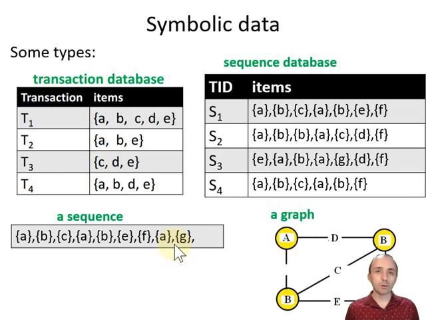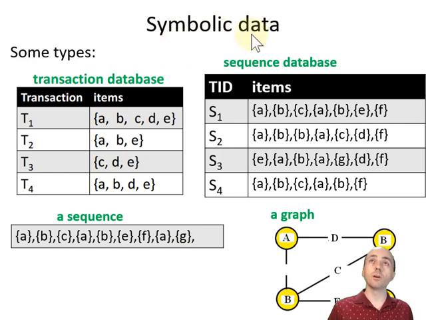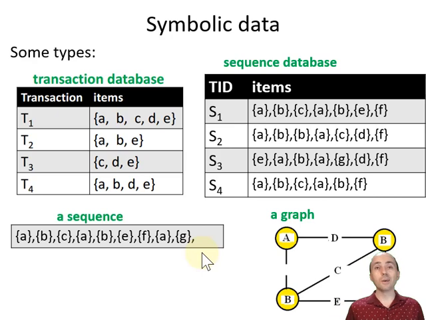So the type of data that I am interested in in my work is what we call symbolic data. It is data that is made of symbols. That means not like numbers. So here I will just show you a few examples. I think it will give you the main idea.